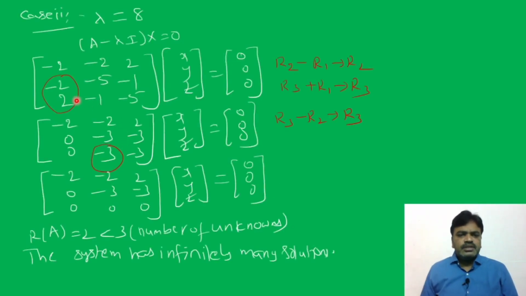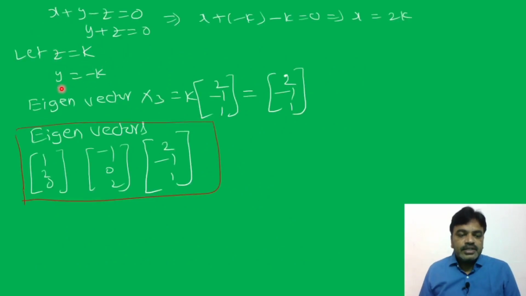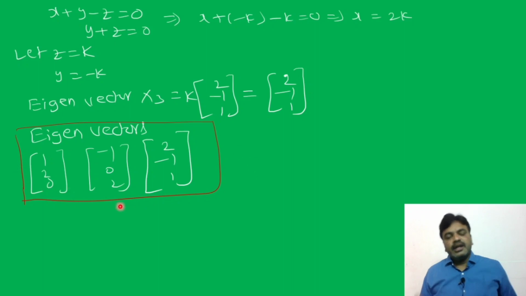Same, this is a homogeneous equation, apply row operations to get echelon form. Get echelon form here, and then I solve this equation, we get x, y, z values here, and then write them in matrix form. And these three column matrices are called eigenvectors. This is about the concept of eigenvalues and eigenvectors, friends.